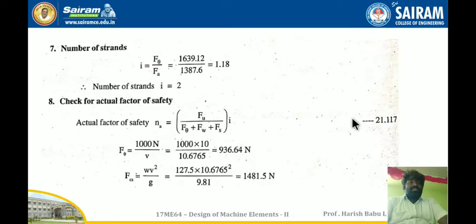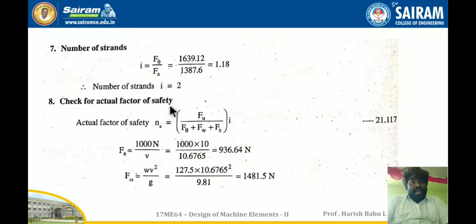So number of strands. To find the number of strands, I have to go for i, that is F theta by FA. So required pull by the allowable pull, that is 1639.12 divided by 1387.6. So I'm going to get 1.18. So I'm going to assume number of strands as 2.